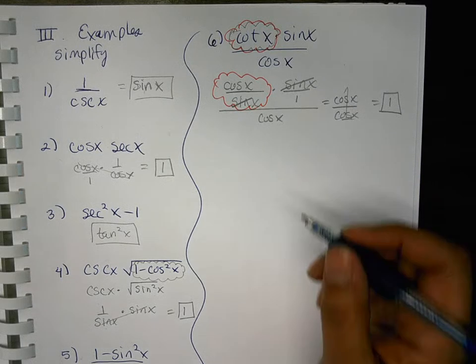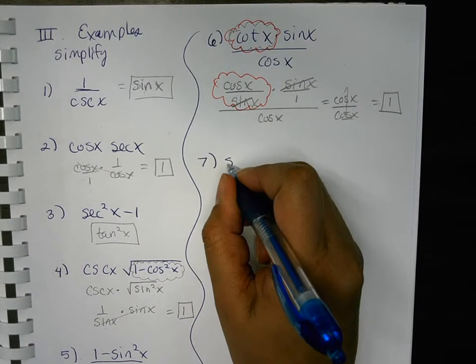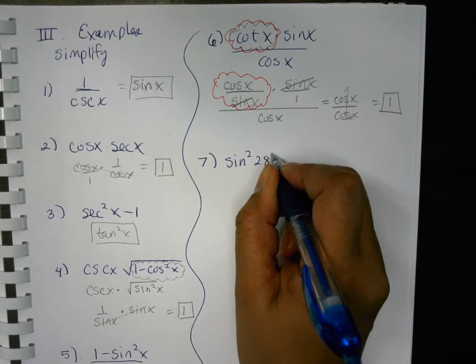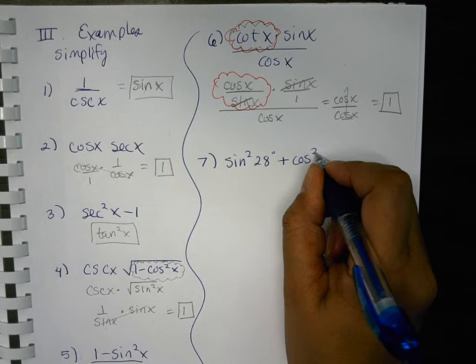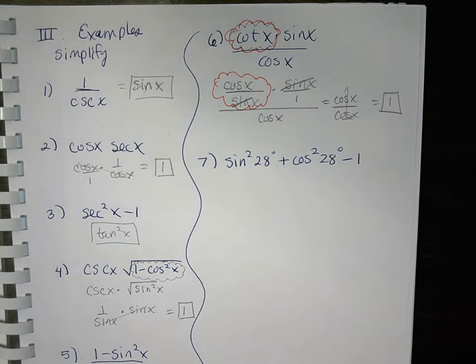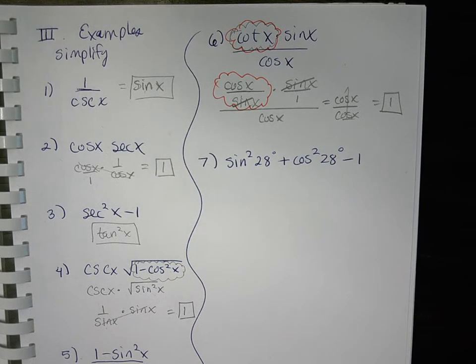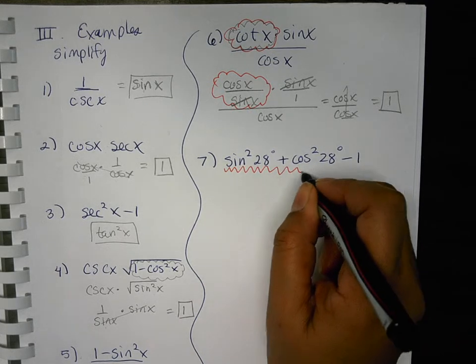All right. Number 7. Sine squared 28 degrees plus cosine squared 28 degrees minus 1. A lot easier than you think, and it's definitely on the test. What throws people off right off? The degrees. First off, what the heck? Second, are these unit circle numbers that we can work with? No. All right, so I'm going to focus right in here, and I'm going to cover the minus 1.